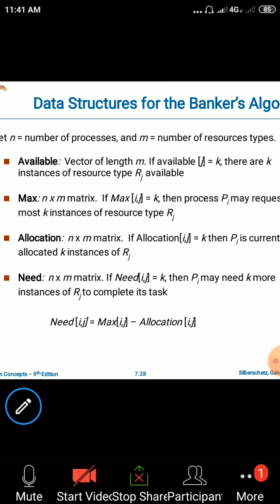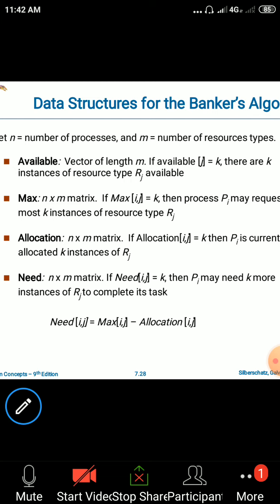Understood all of you? Any doubt in this? Available indicates it is a vector of length m. If available[j] is equal to k, then it indicates that there are k instances of resource type rj available. Like that, we will consider the IO devices like the printer and scanner. So how many are there? 2. 2 instances of resource type IO device are available. Understood?